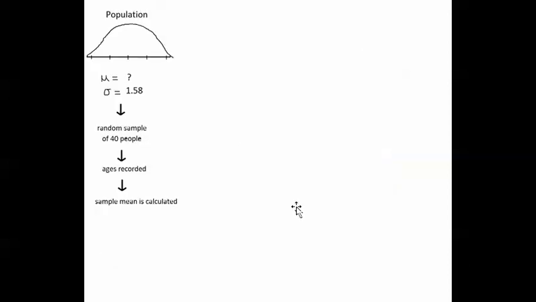Let's look at one more example right here. In this situation, the population mean is unknown, but I do know the standard deviation, and I'm taking a random sample of 40 people. I'm recording their ages, and I'm calculating the mean of the sample to estimate the mean of the population. I can still calculate the margin of error in this situation. Let's say that the sample mean comes out to 19.7.